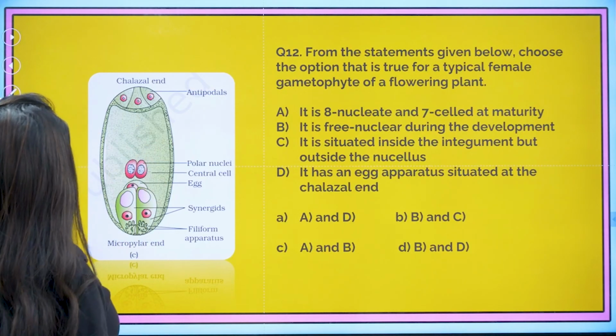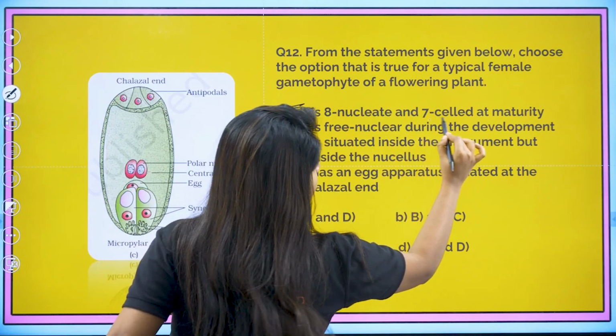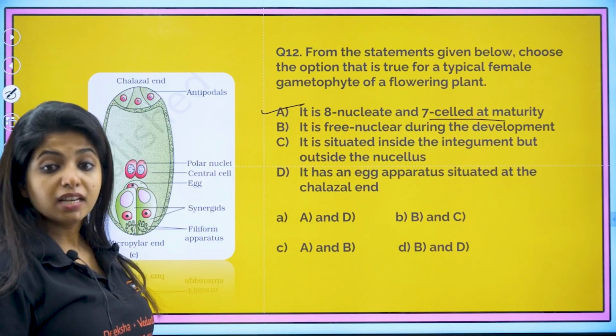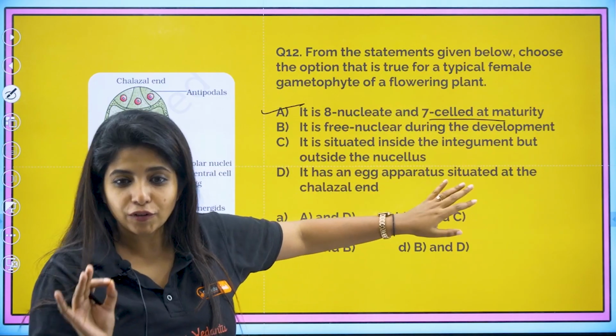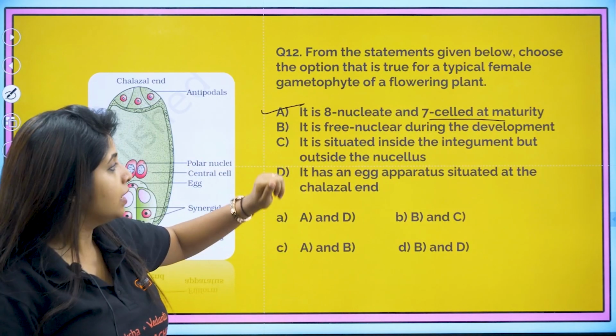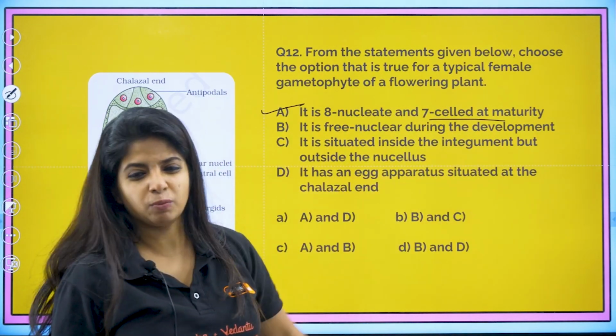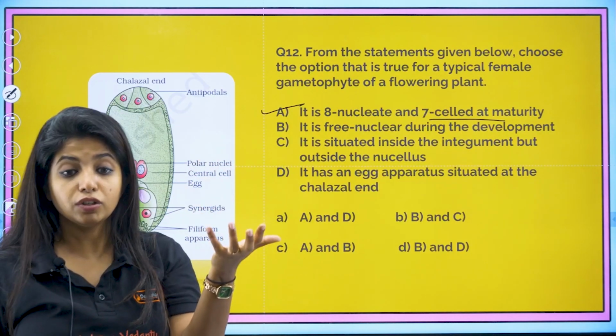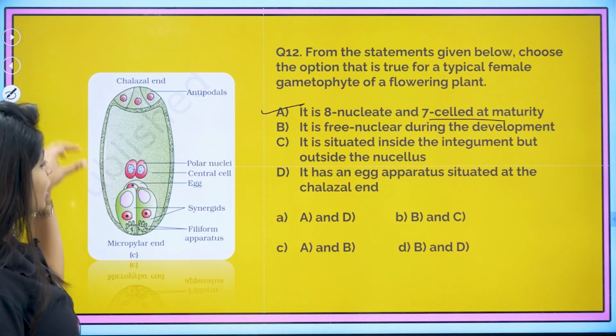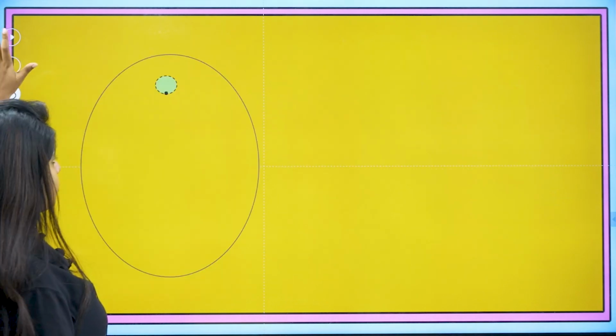So, you tell me now. It is 8 nucleate and 7 celled at maturity? Correct. Sometimes this can be given the other way around, 8 celled and 7 nucleate. Don't get confused out there. Read the question carefully. Now, it is free nuclear during the development. What do you mean by that? I told you, one functional megaspore is the one that is going to form the whole embryo sac. And it is not a very direct process.